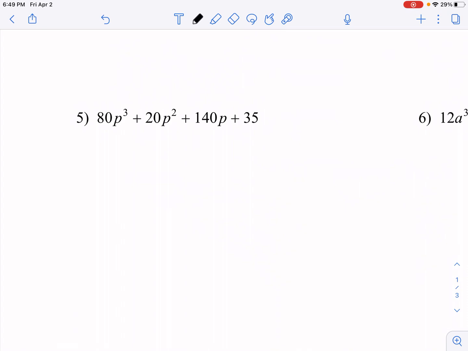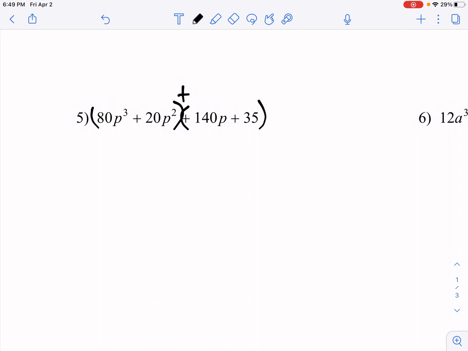So on this one, okay, we have 80p cubed plus 20p squared. Group these together, addition in the middle, okay? Now, if we have addition here, it's not going to matter, but I'm just trying to get you in the habit so when we have the negatives, you know how to do that.